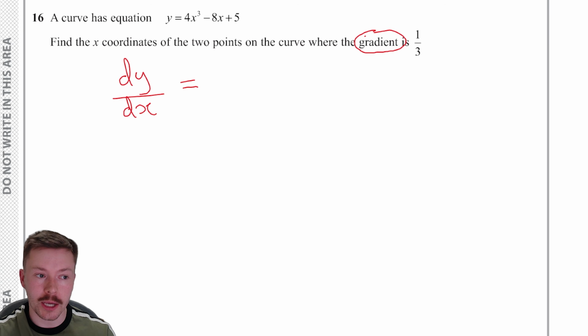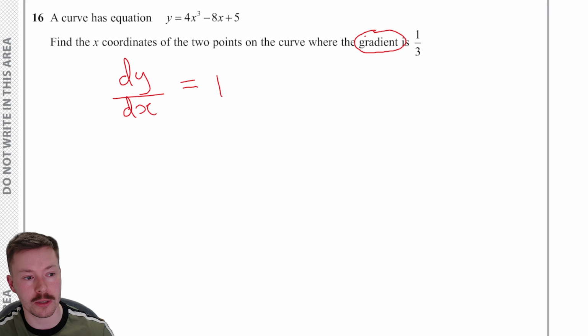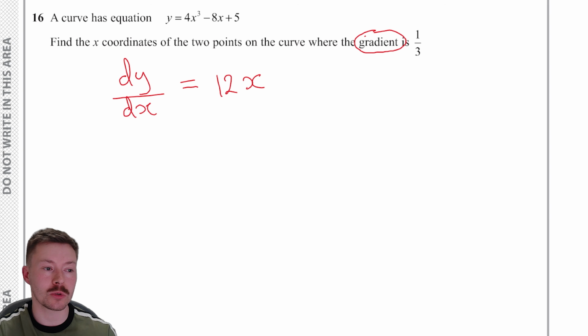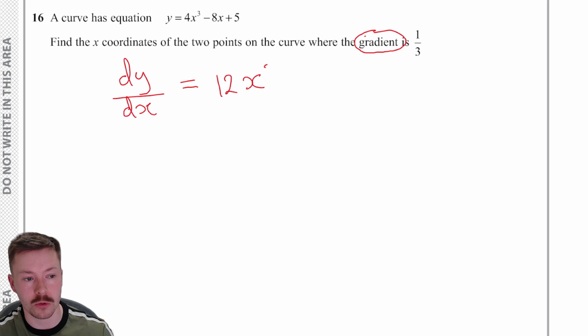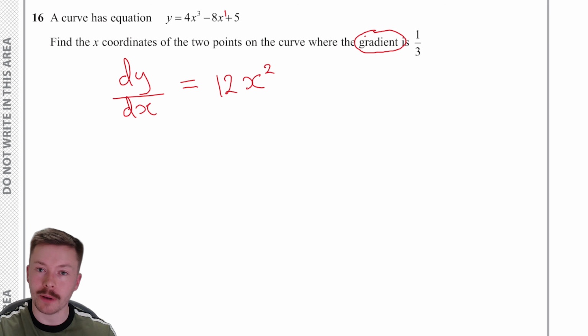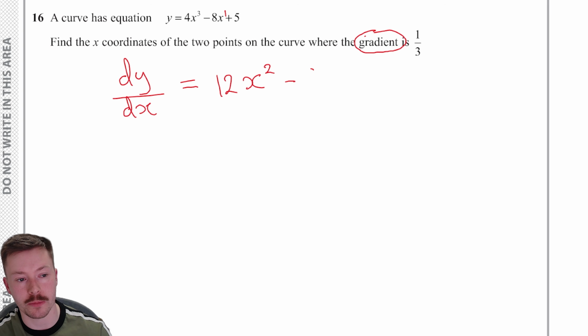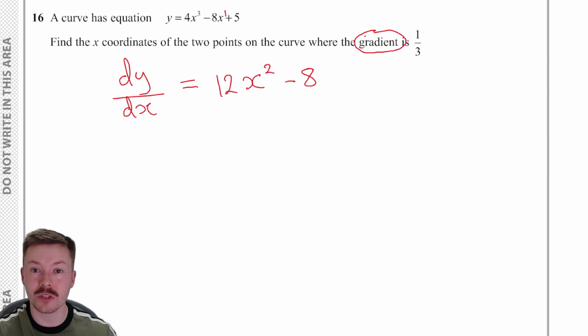Now, to differentiate, you bring your power down the front, and if there's a number in front, such as 4 here, we're going to multiply that. So I'm going to do 3 times 4 is 12x, and then I am going to take 1 away from the power, so 12x squared. Minus 8x, the power of that x is 1, so I bring the power down the front. Minus 8 times 1 is minus 8. We get x to the power of 0, which becomes 1. So that x is just going to disappear in that case.